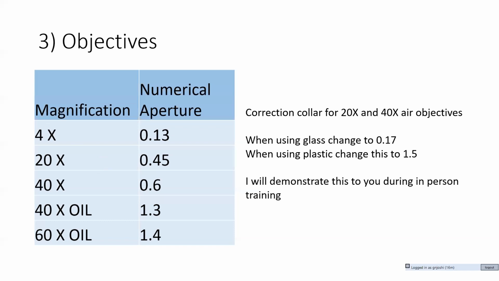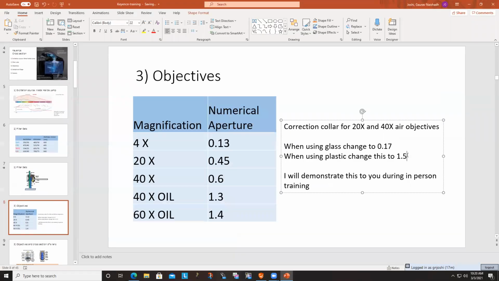They have a numerical aperture of 1.3 and 1.4. Now, one thing with the air objectives on this microscope is that we have something called the correction collar. The correction collar is for the 40x and the 20x objective. And I just want to quickly change this. This is 1.2 and not 1.5.